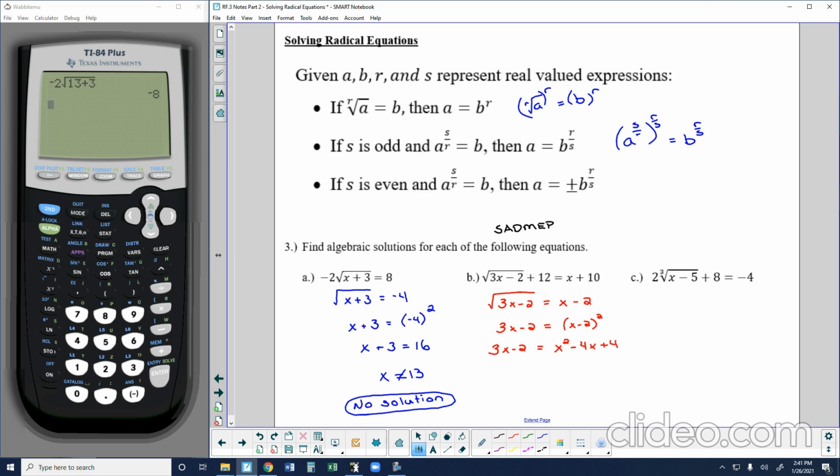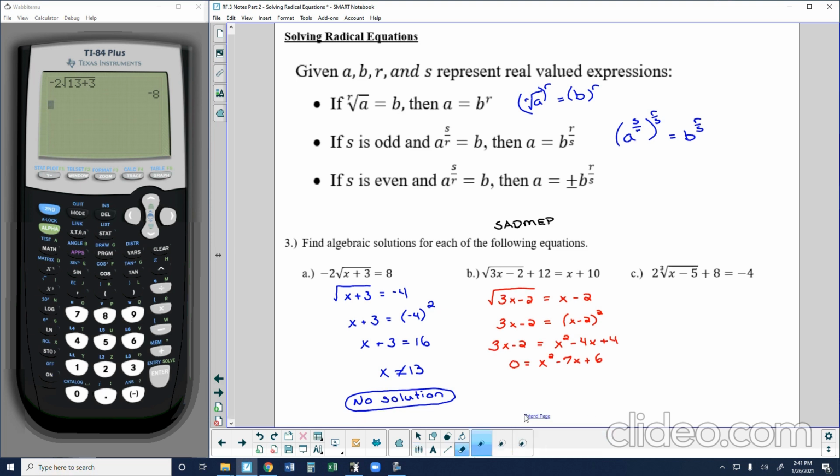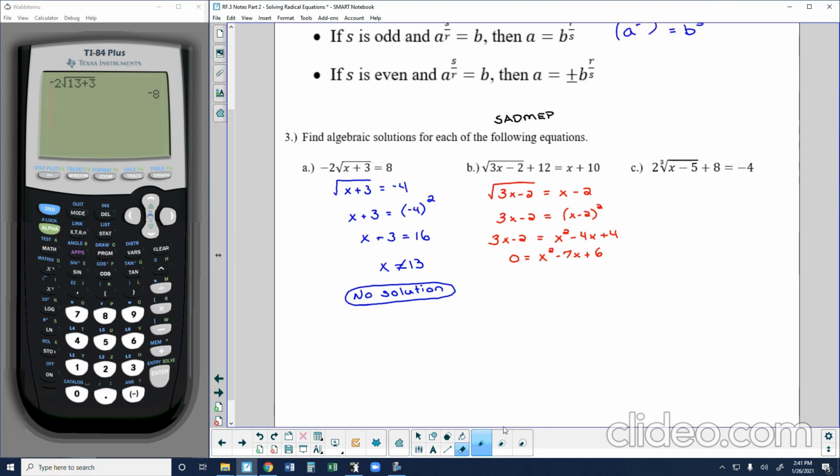I can solve a quadratic equation by getting it set equal to 0. To do that, I need to subtract 3x from both sides, which would give me x squared minus 7x. I need to add 2 to both sides, which would give me a positive 6 over here on the right. Now I can solve this a variety of different ways, but this is a quick factorization. So I can go ahead and factor this into x minus 6 and x minus 1.